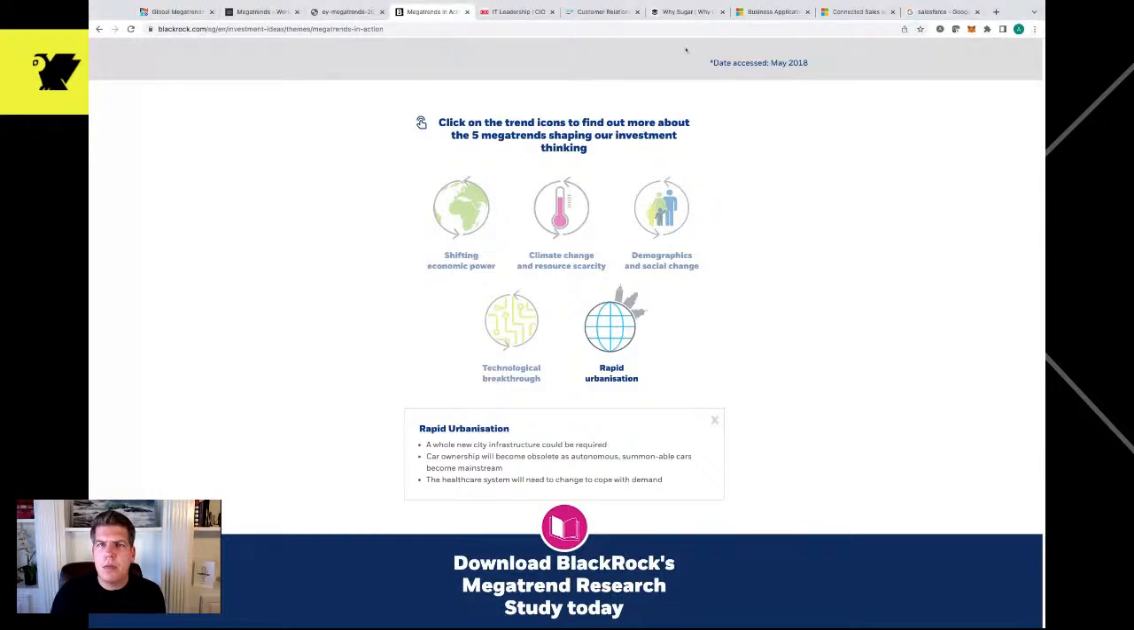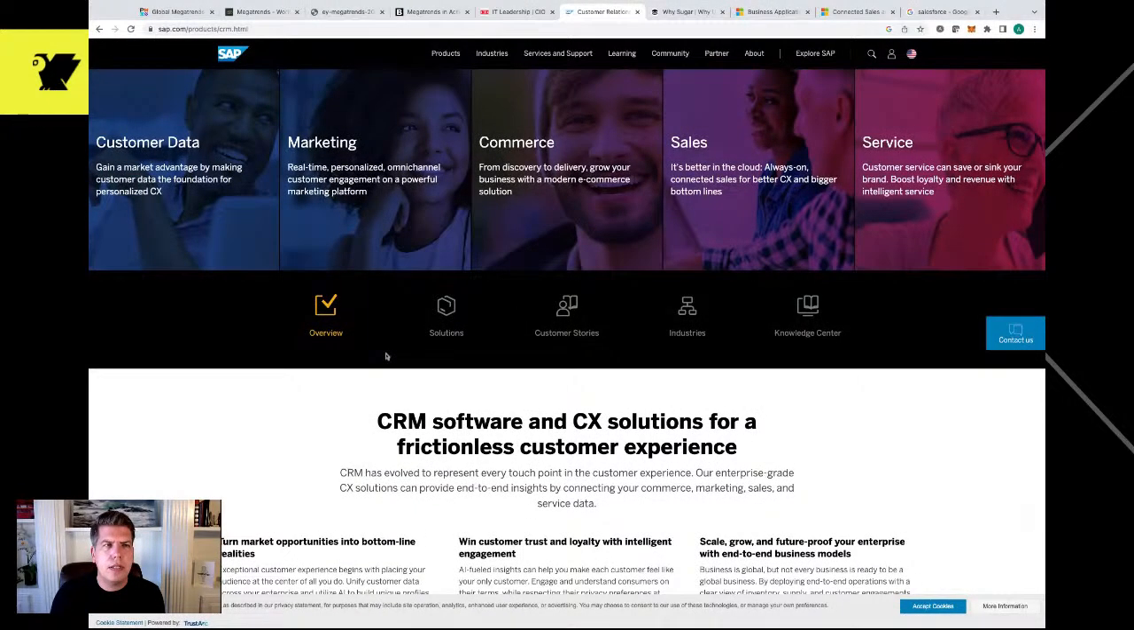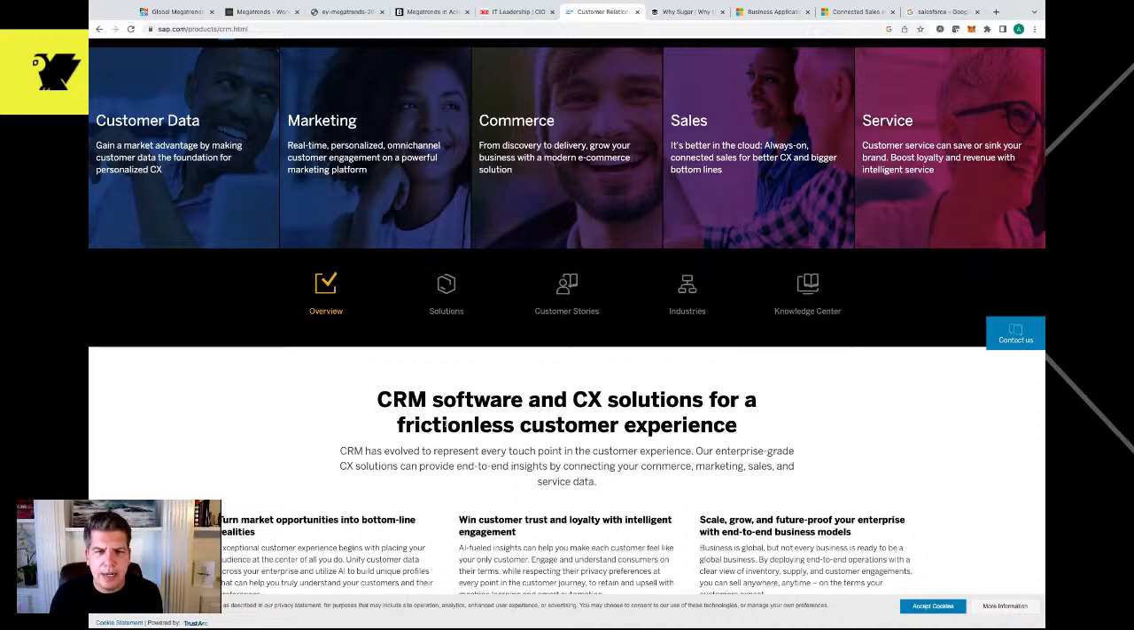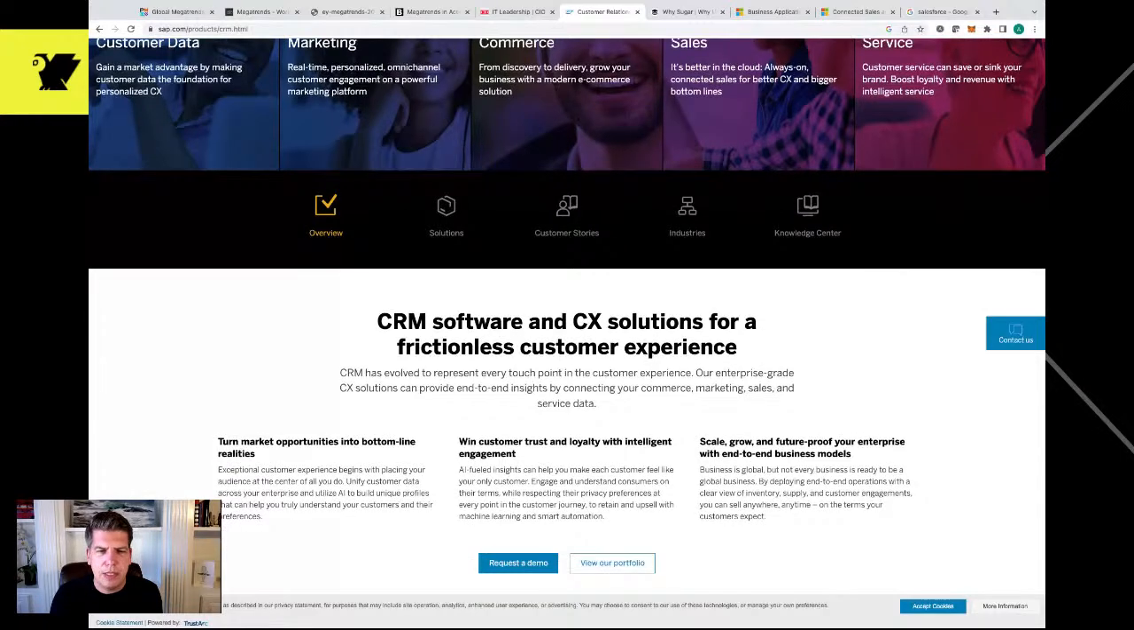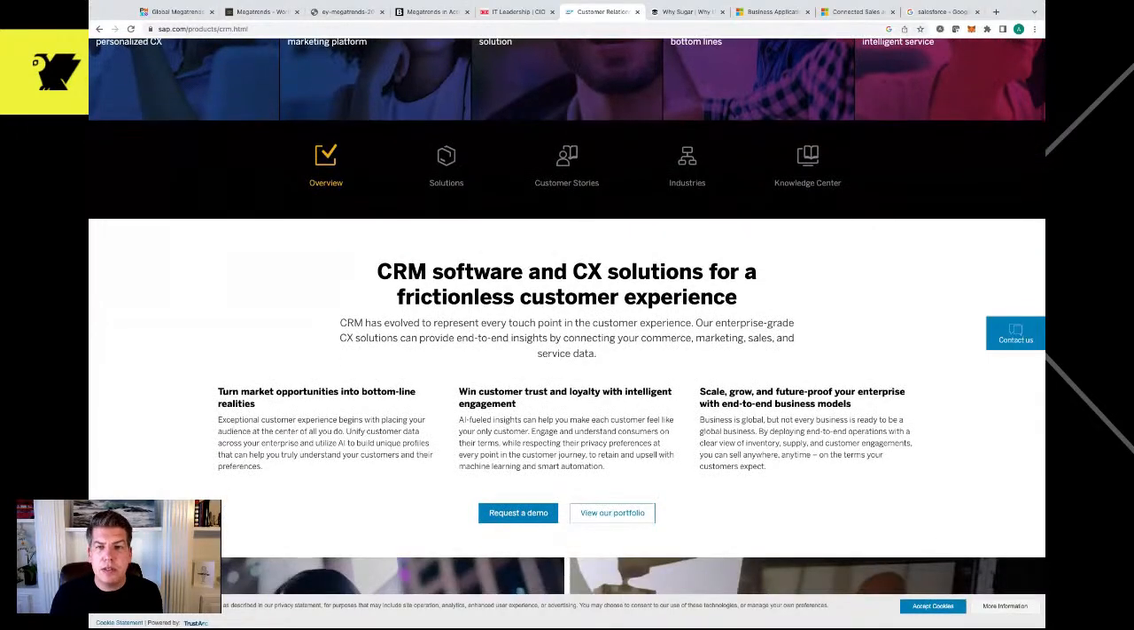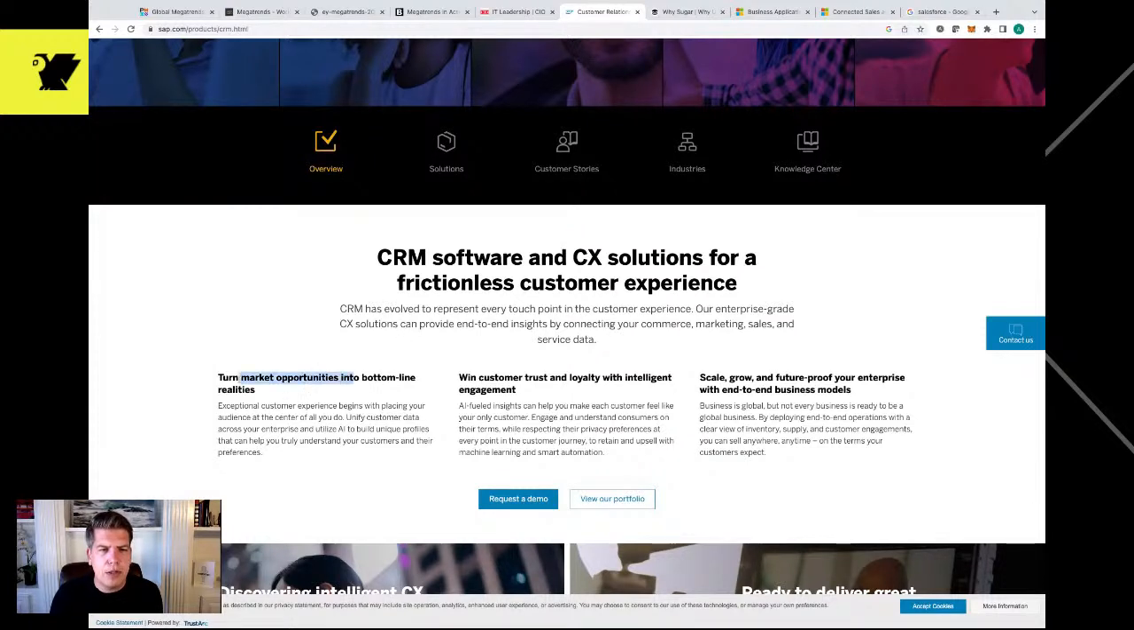And I'm going to go back and we're going to dive into SAP. So now we're on SAP's site. SAP's a big company based out of Germany. They do ERPs, enterprise resource planning. Obviously, for a long time, you couldn't integrate into SAP. They were one of the hard ones to integrate your CRM to. So they bought a CRM solution, built it, and made it part of their value chain suite, so you can buy everything from SAP. I'm not going to say if they're good or bad, but people that do work with SAP have had challenges, as far as it being slow, hard to work with and cumbersome, but still a lot of the world runs on SAP. So, CRM software, CX solution. CX is customer experience. We look here: turn market opportunities into bottom line realities.